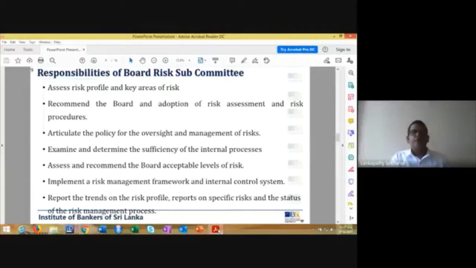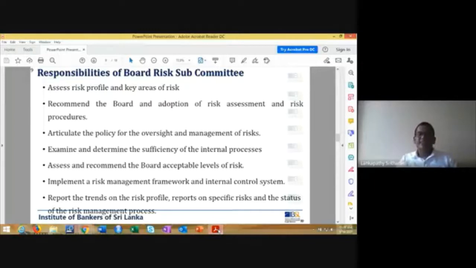So that is also one of the responsibilities of the board risk subcommittee: to assess and recommend the board's acceptable level of risk. Because there may be different risks. I have already mentioned that we can't avoid the risk, but we can manage the risk, or we can mitigate the risk. If we mitigate the risk, there is an acceptable level of risk which a bank or financial institution could accept. So that the mitigation level or acceptable level of risk could be decided, assessed and recommended.